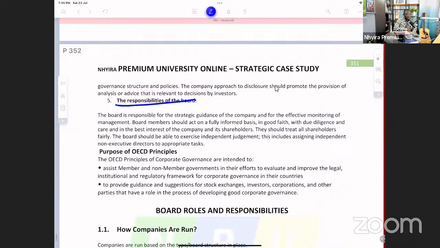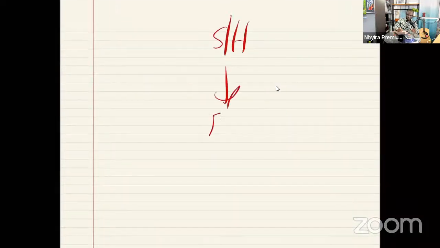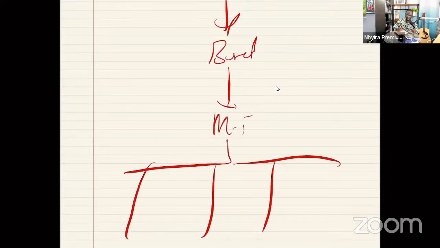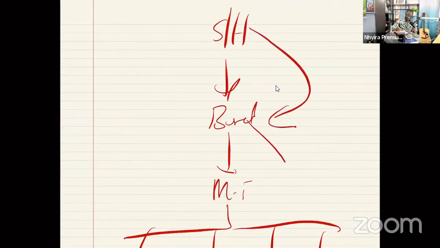It is important that the board provides the strategic guidance for the entire company and they monitor the activities of the organization, because this is how the structure actually works. There are shareholders, then we have the board, then we have the management team, then we can have the various other departments within the organization. So shareholders appoint the board and the board monitors and controls the activities of the management team in the interest of the shareholders.